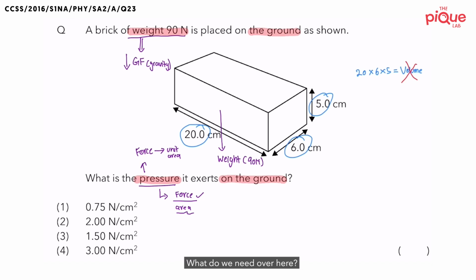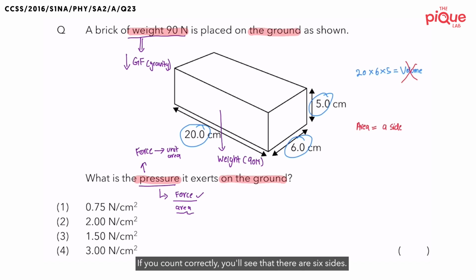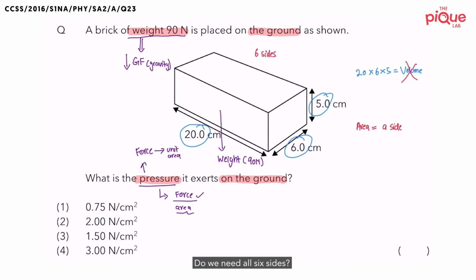What do we need over here? We need the area. And in this case, the area is simply a side. If you take a look at the brick, how many different sides are there? If you count correctly, you'll see that there are 6 sides. Do we need all 6 sides? No, we only need one of the sides. So which side is the side that we need over here?